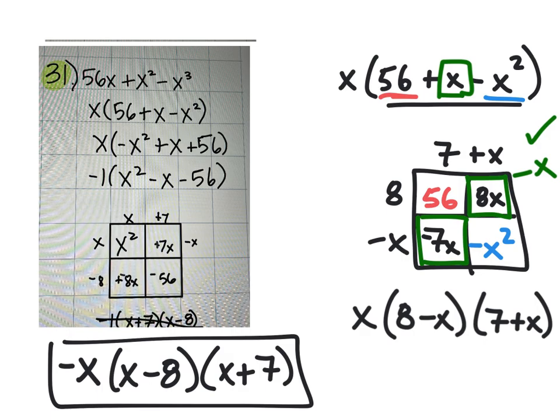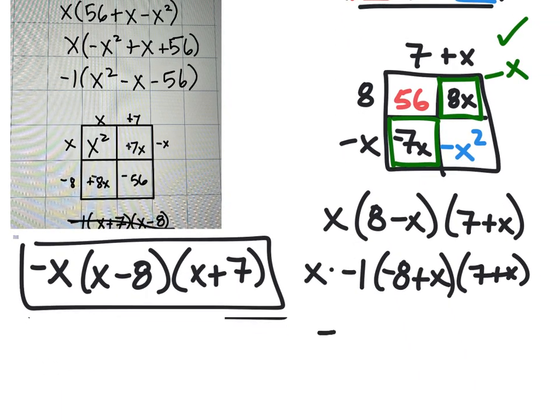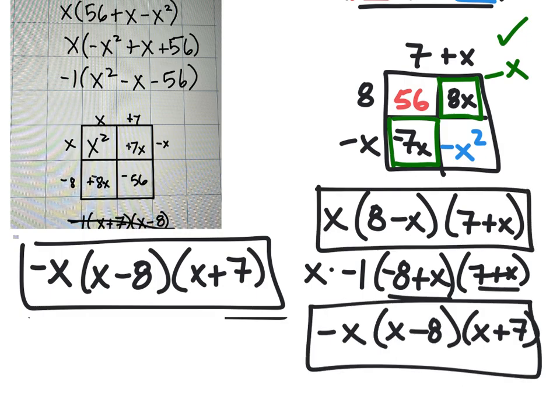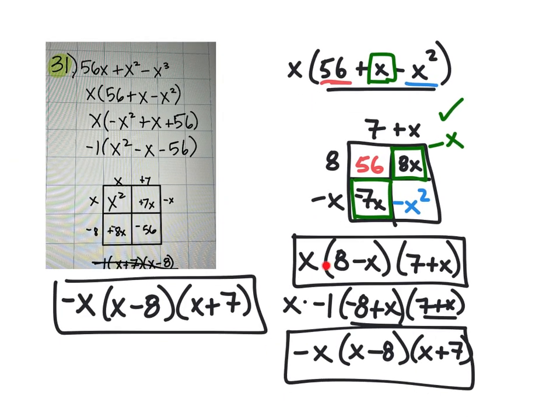Essentially what you're doing to get from this to this over here is you would need to factor out a negative 1. If you factored out a negative 1, you'd have x times negative 1, and you would have negative 8 plus x, and then times 7 plus x. From here, negative 1 times x is negative x. You'd want to switch those around, so you'd have x minus 8, and we can switch those around because we're adding. It's not going to make a difference, and get x plus 7, and that's the same thing you started with. So depending on what your answer looks like in the back of the book, any one of these three are the same thing.